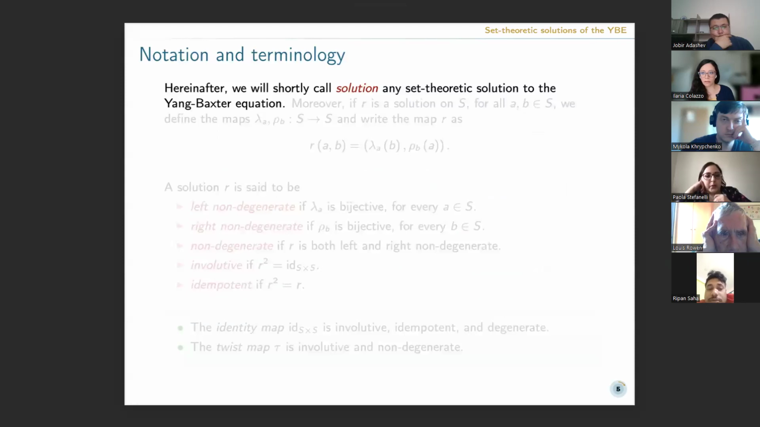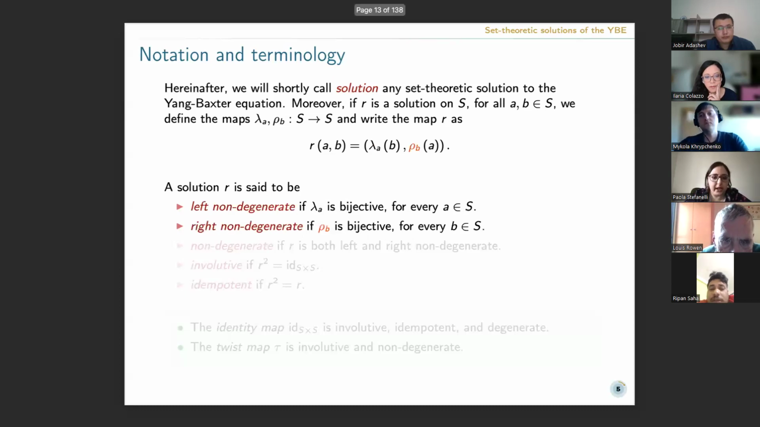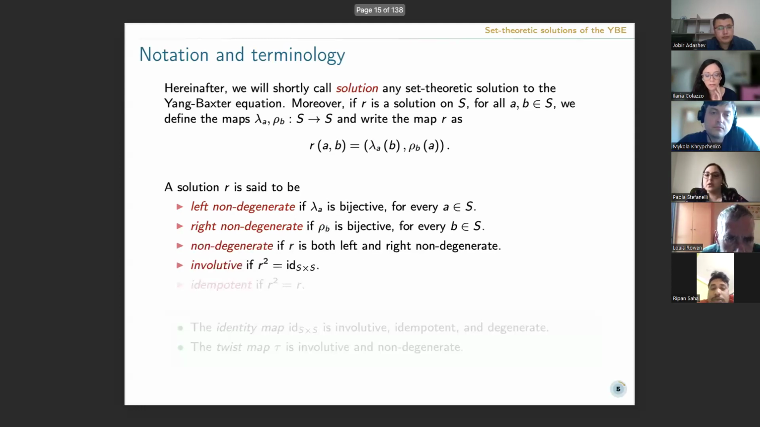So let me give some definitions to fix notation and terminology about solutions. Hereafter, we call simply solution any set-theoretic solution of the Yang-Baxter equation. And if we write R by using two maps, lambda_a and rho_b from S to S, as in this slide, we can say that a solution R is left non-degenerate if lambda_a is bijective for every a, right non-degenerate if rho_b is bijective for every b, non-degenerate if R is both left and right non-degenerate.